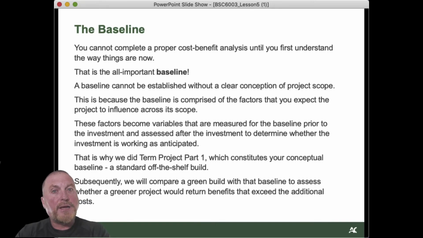And if we measure them in the baseline because we think they're in the scope of our project, in terms of its cost and benefit profile, we need to measure those off into the future. Okay, so we have set ourselves up now to compare a green build with that baseline that you've established in part 1 of your term project.